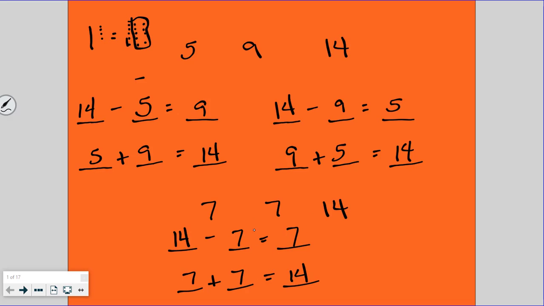So if you notice with this one, there's only 2 right answers. There's not 4 right answers like up above. There's only 2 right answers this time because, again, this is a doubles fact. 7 plus 7 equals 14, right?